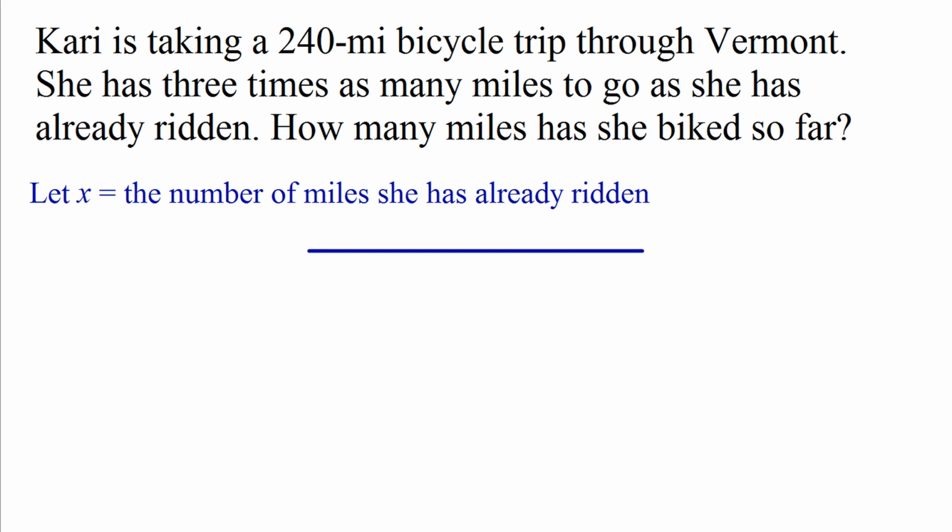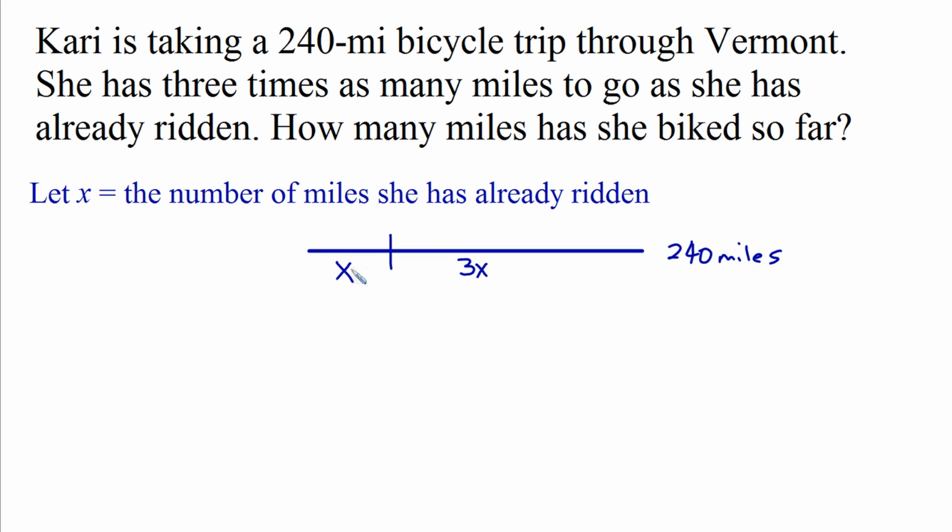If we draw a line segment that represents the whole trip, which is 240 miles, then we can cut this into 2 parts. We know that the smaller part is the part that she's already ridden, so we'll call that x. And if we go back and reread the second sentence, it says she has 3 times as many miles to go as she has already ridden, meaning this portion that's left is 3 times the portion that she has already ridden, or we'll call it 3x.